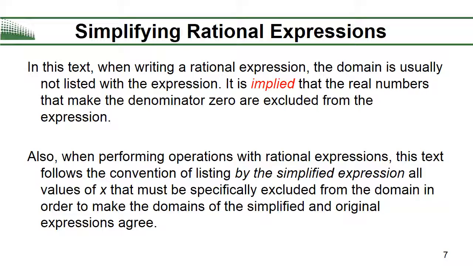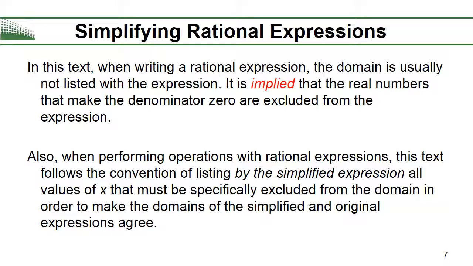Now this is just a word about how the book does things. It says in this text, when writing a rational expression, the domain is usually not listed with the expression. It is implied that the real numbers that make the denominator 0 are excluded from the expression. Even though this is true, when you simplify it, you do need to show the domain like we did on that last problem.